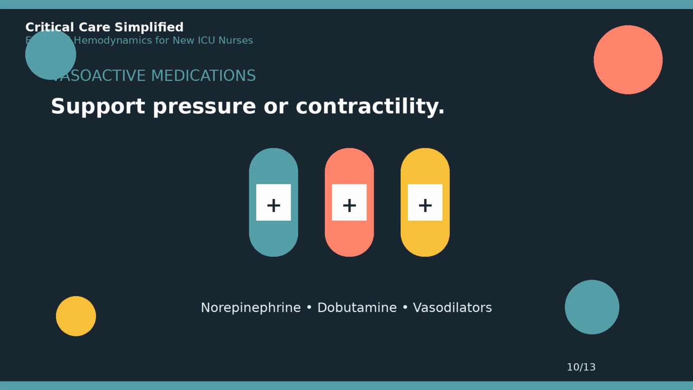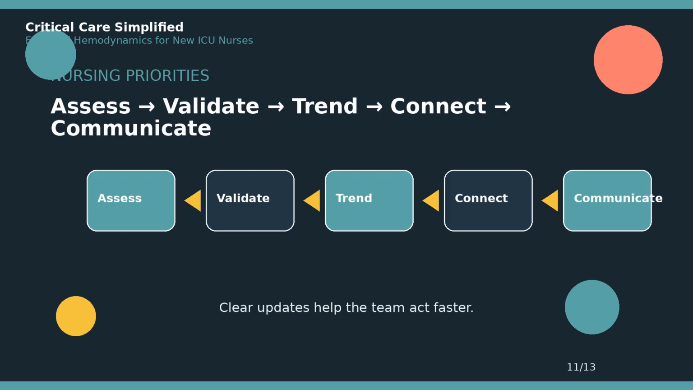Sometimes fluids and medications are not enough. Mechanical circulatory support may be needed, such as an intra-aortic balloon pump, ventricular assist device, or ECMO. These therapies require specialized training and teamwork. ICU nurses monitor device function, alarms, insertion sites, perfusion, bleeding, anticoagulation concerns, and patient safety.